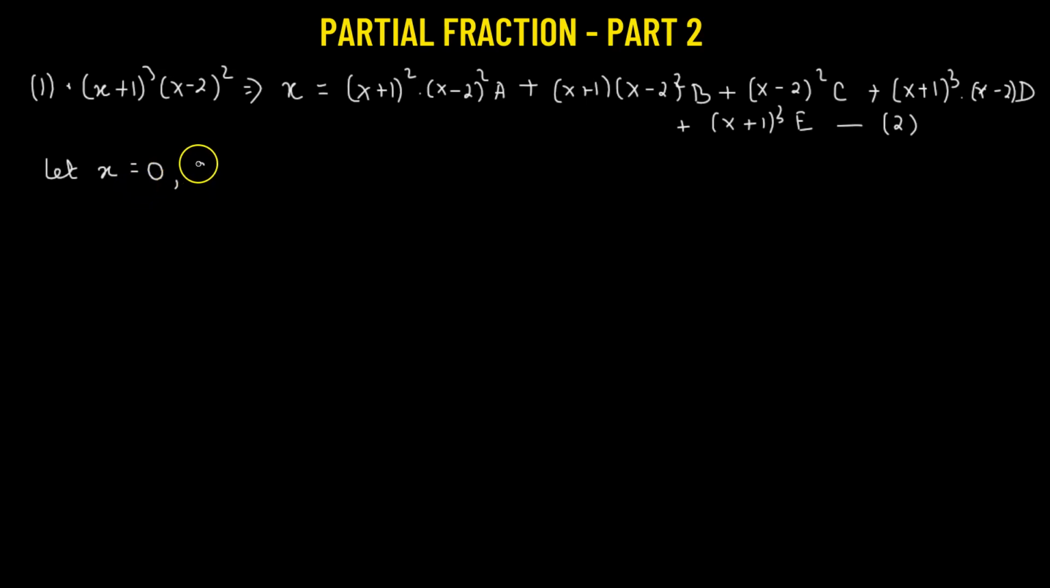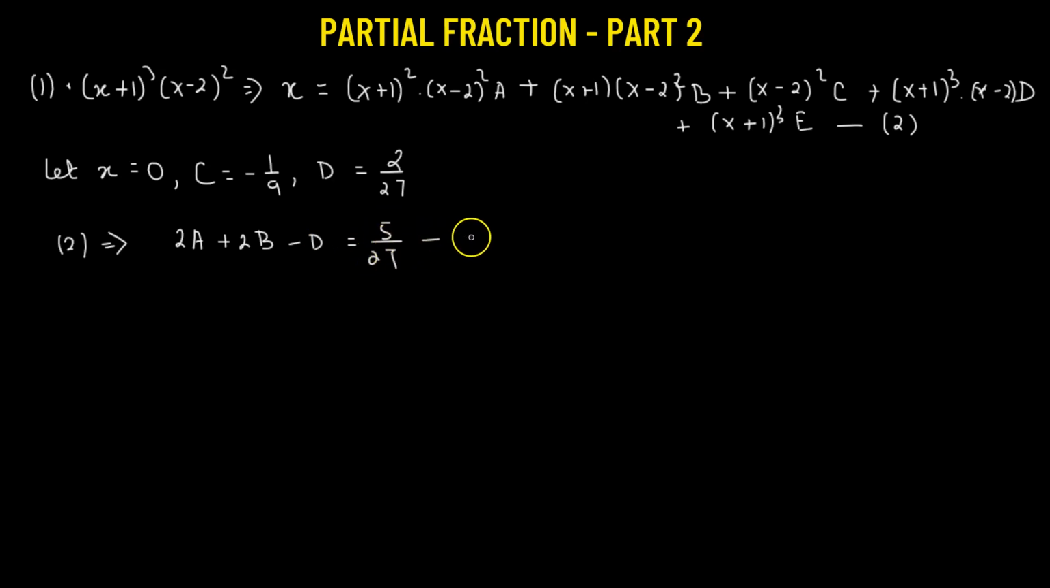Also, we will use the value for c we have obtained, that's negative 1 over 9, and the value of d, which is 2 over 27. So that means our equation 2 now reduces to 2a plus 2b minus d equals to 5 over 27. So let's label this as equation number 3.